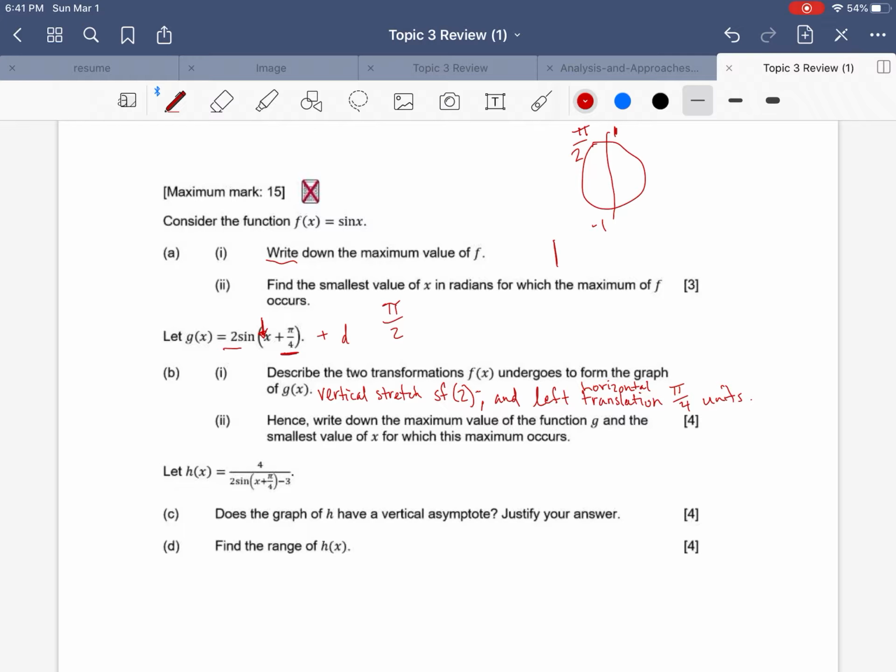Right. Hence, write down the maximum value of g. Well, if we stretched it by 2, our scale factor is 2, we multiplied by 2. So we multiplied the 1 by 2. So the max value of g is 1 times 2, which is 2.